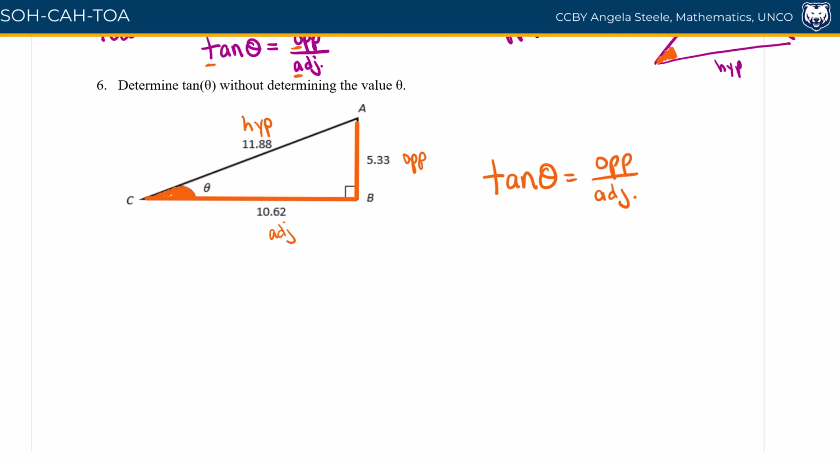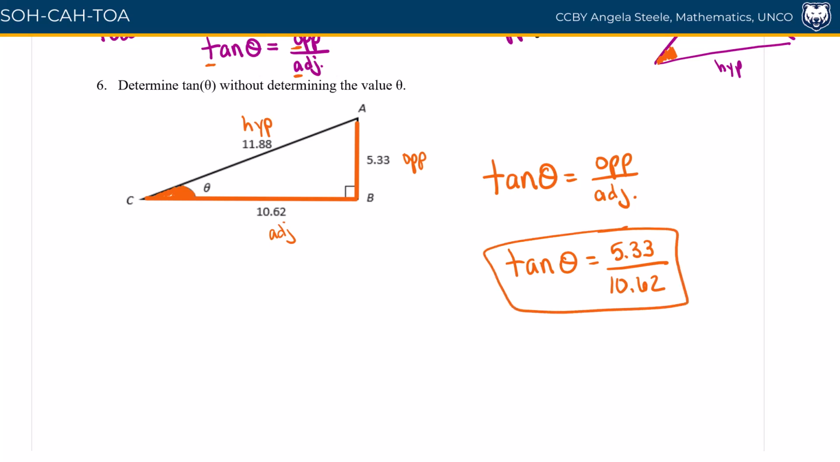So when we're trying to find our tangent of theta, we're going to take our opposite value of 5.33 divided by our adjacent side, which is 10.62, and that gives us our solution. So tangent of theta is really just the ratio of the vertical distance over the horizontal distance. And that's really all it is. I never talked about it when we were looking at circles, but in triangles it shows up a lot more. So that's why we're covering it here.